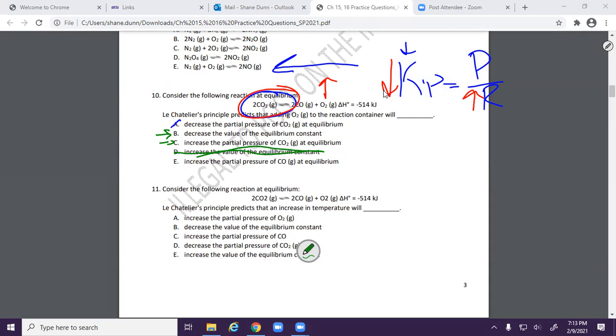Increased value of carbon monoxide. Well, no, we're going to make more reactants, not products. So, here's the problem with this question. It says at equilibrium. What does equilibrium mean? They both equal each other, right? If they both equal each other, can one side increase and one side decrease? No. So it shouldn't be C. It should be B. The rate constant value would theoretically decrease.